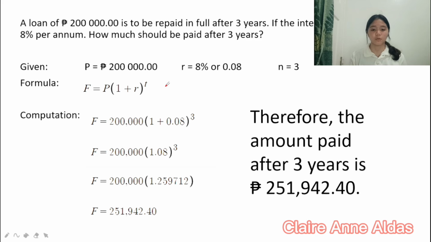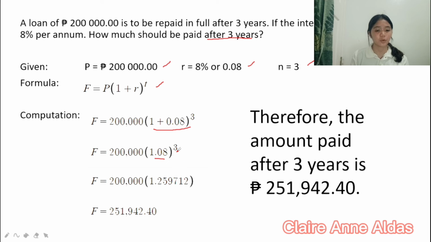In this problem, our principal amount would be 200,000, our rate would be 8% or 0.08, and our number of years would be 3. The formula we will be using would be the formula for the future value since we are looking for the amount paid after 3 years. Input this given in our formula and that will equate to 200,000 multiplied by 1 plus 0.08 to the power of 3. According to PEMDAS, solve first what is inside the parentheses and that will equate to 1.08.